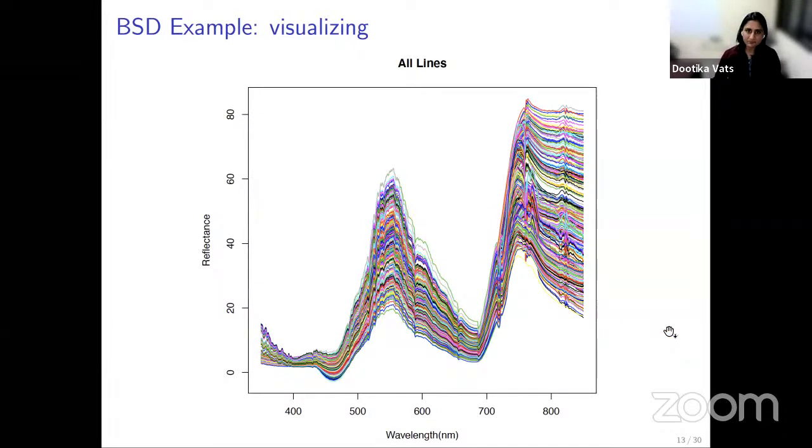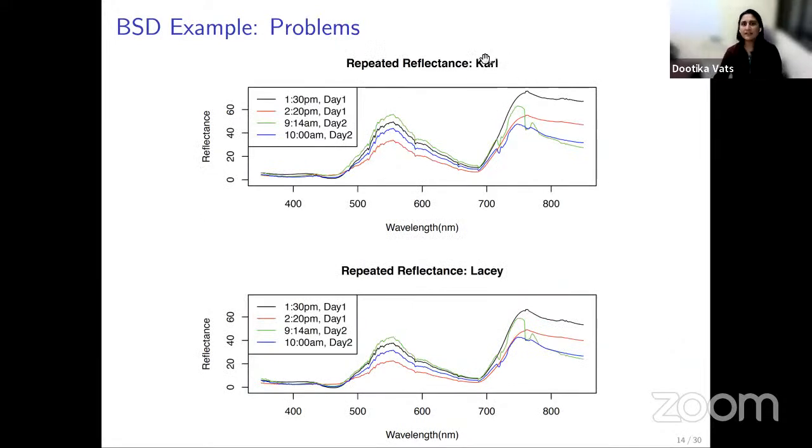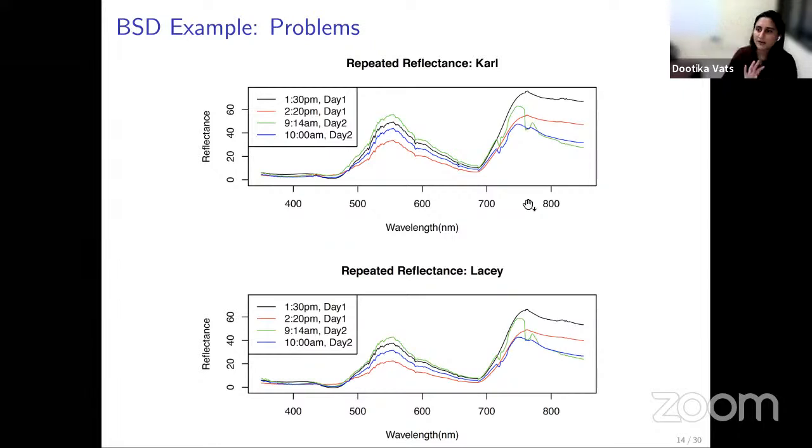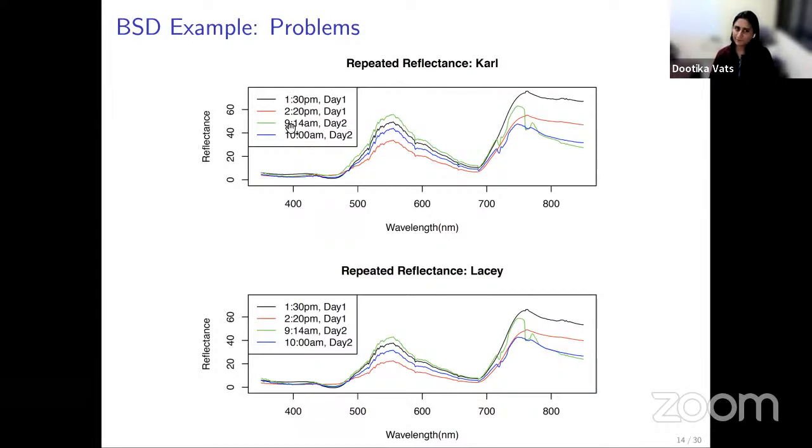Okay, so if I look, for example, particularly at Karl, Karl is a particular kind of barley. Okay, and again, make that same plot only for the four measurements of Karl that were taken. The measurements of Karl were taken on day one at 1:30 p.m., day one, 2:30 p.m., day two, 9:15 a.m., and day two, 10 a.m. Okay. Now I see that for that same variety of barley, I am seeing such drastic differences in reflectance, right? A variety of barley should have roughly the same reflectance, and the same is seen for Lacy.